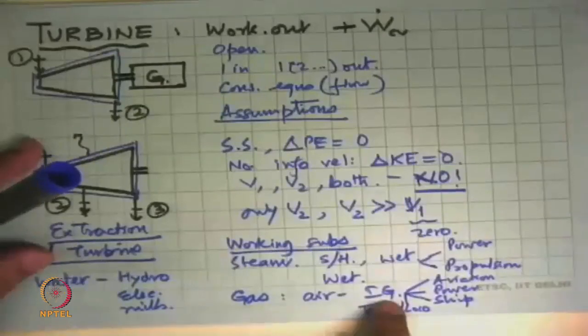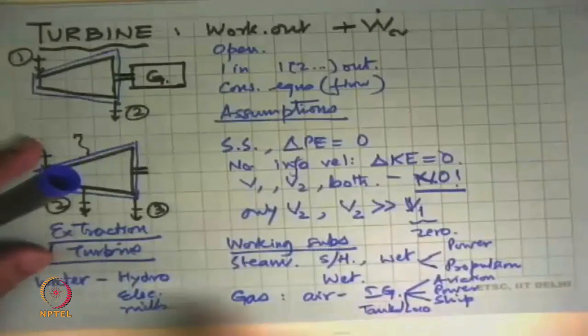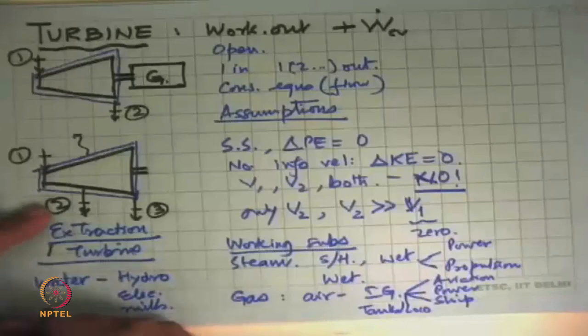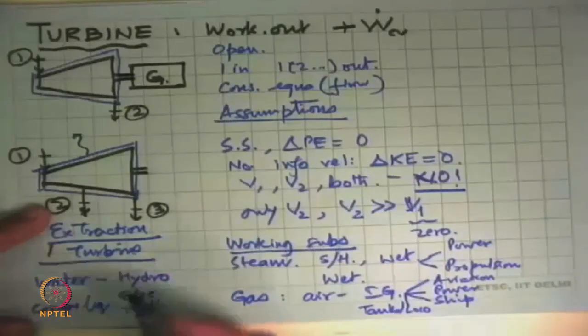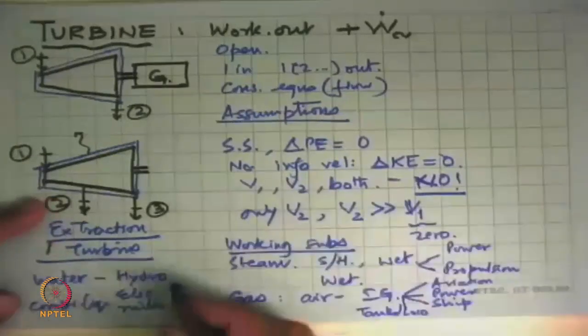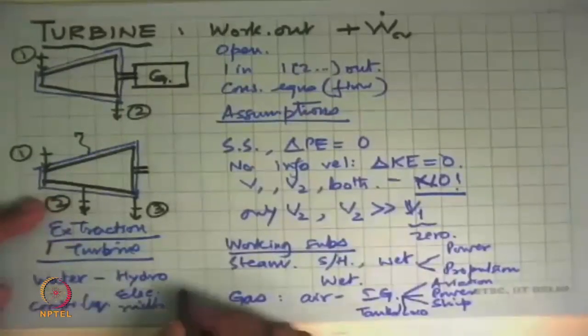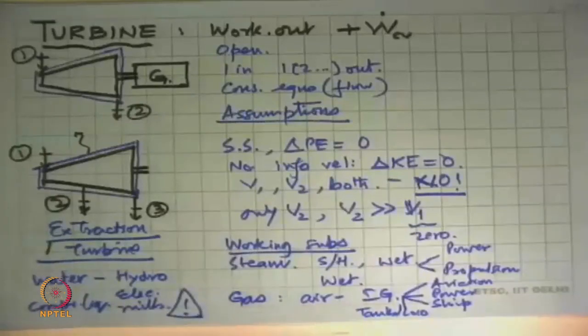So the working substance, if it is steam, we have to take from the property tables data. Here we assume it to be an ideal gas. In hydro, we assume it to be a compressed liquid. And here we have to worry about what I mentioned in the case of pumps. You have to take care of cavitation. So that's one thing to worry about.